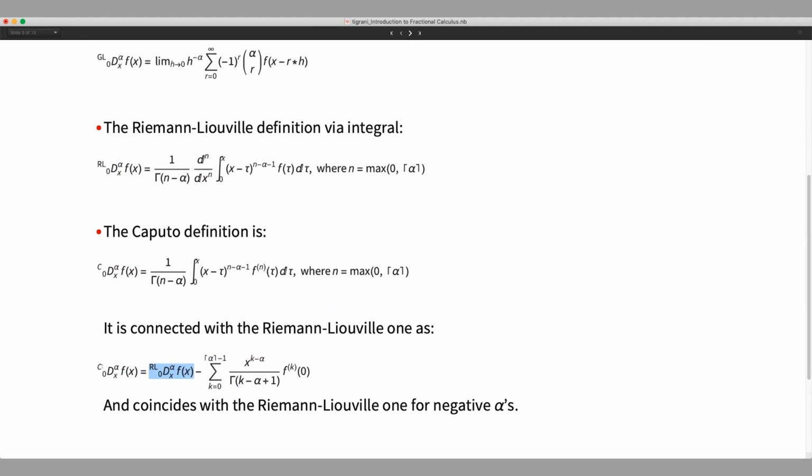And of course, this Caputo derivative integral coincides with the Riemann-Liouville one for negative alphas because this part is missing for that case. And the Caputo derivative is the same as the Riemann-Liouville one for negative orders. This means for integration, fractional integration.